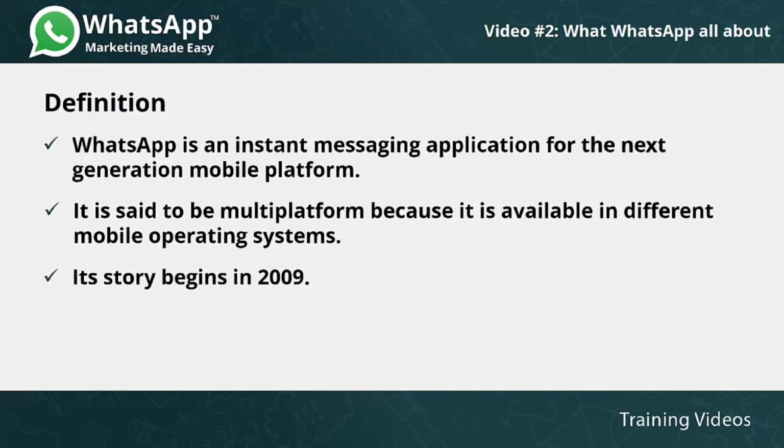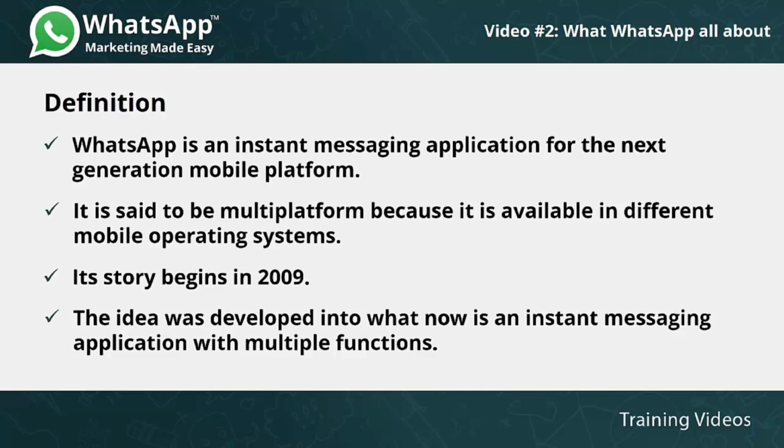Its story begins in 2009, when two young entrepreneurs, former employees of Yahoo called Jan Koum and Brian Acton, decided to create an application, which initially was only going to inform other users of activities they were doing at that precise moment. That explains the name, WhatsApp, which is a play on the phrase, "What's up?" Something like, "I'm in the gym," or "work" would be the outcome. However, in time, the idea was developed into what now is an instant messaging application with multiple functions, used by over 450 million people worldwide.